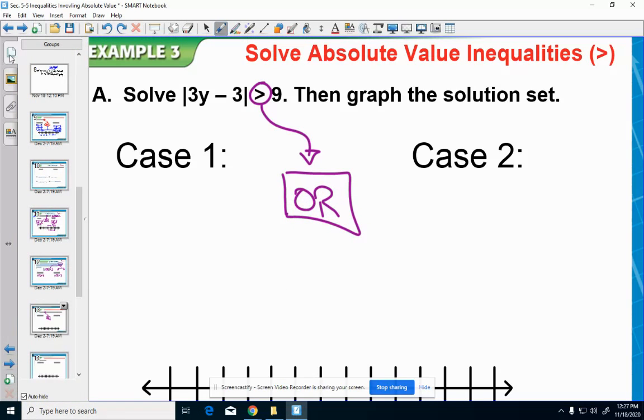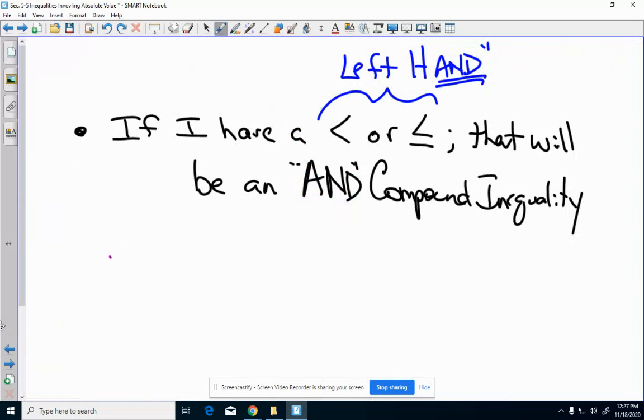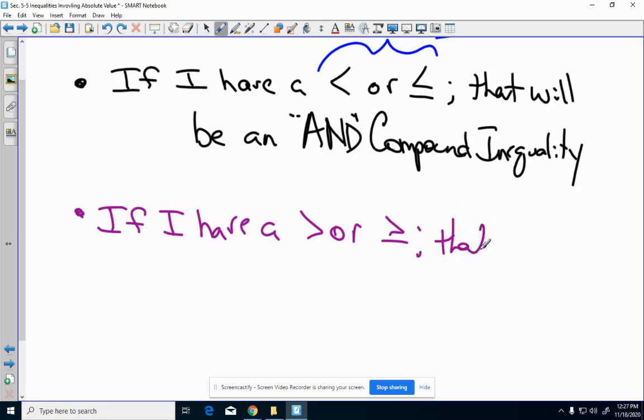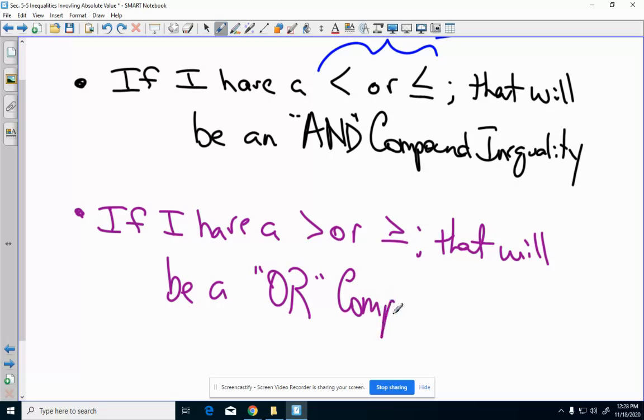Okay, if you came all the way back here, I could write a second statement that says if I have a greater than or a greater than or equal to, that will be a compound inequality with an or statement.